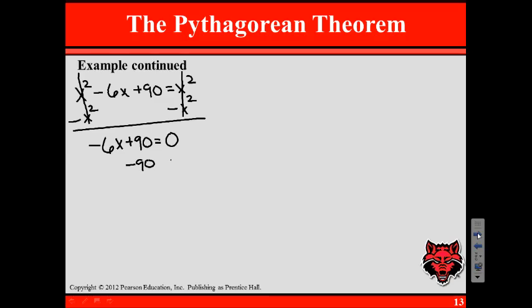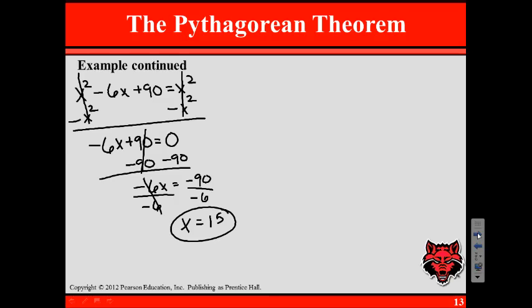We subtract 90 from each side. We're left with negative 6x equals negative 90. We then divide both sides by negative 6. And we're left with x equals 15. So the length of the ladder in this problem is 15 feet.